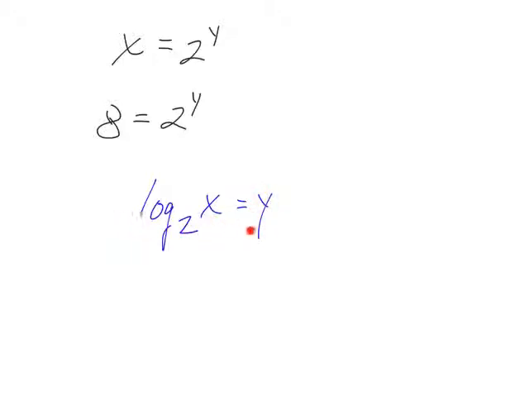So when you're going back and forth between exponential form and logarithmic form, notice the exponent is always by itself. The base is always in the lower part of the log, as a subscript. And the x, what we're looking for, is always next to the log here. So it gives you an idea of where all these go. Y goes by itself, 2 is the base, x is right there. Okay, so that's the way you write it in logarithmic form.